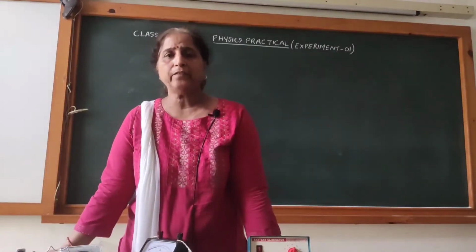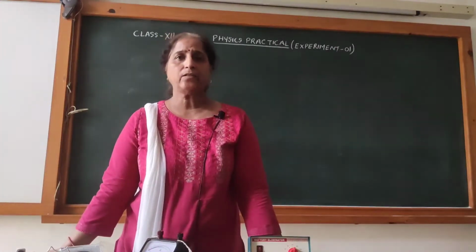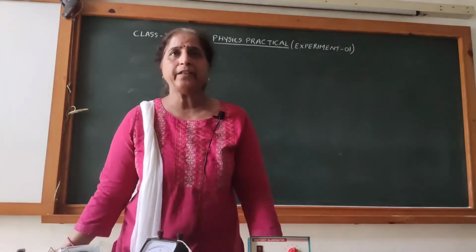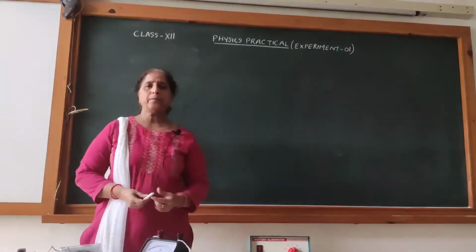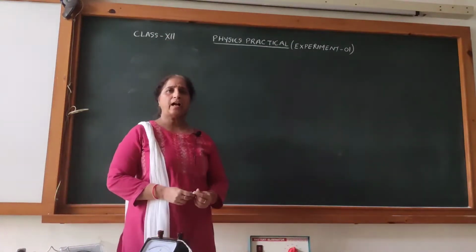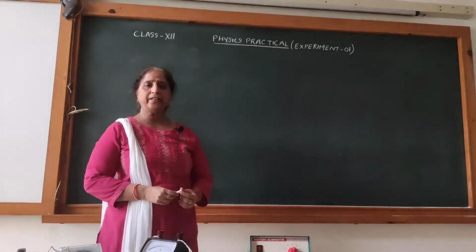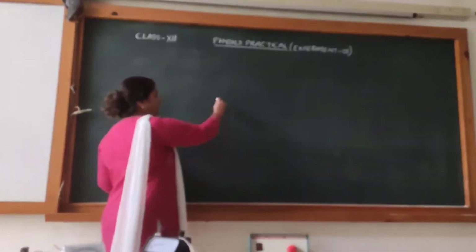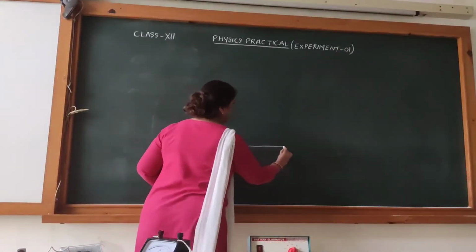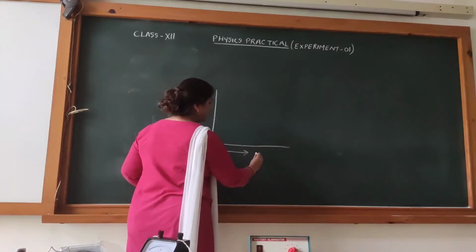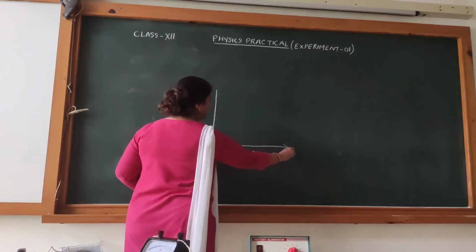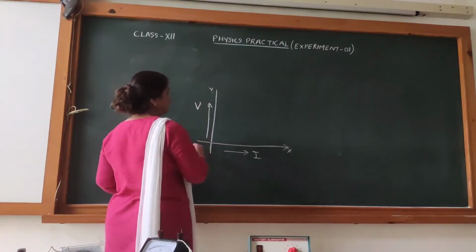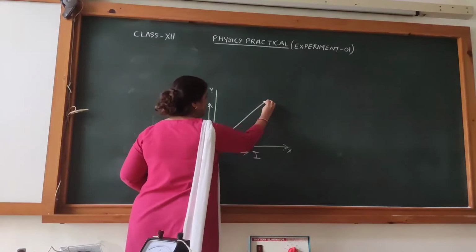The resistance of a given wire you can also find out with the help of a graph between V and I. As you know, V is proportional to I. Therefore, when you plot the graph between V and I with the help of your observations, you will get a straight line graph, as here I am plotting. On this side, say you mark current on the x-axis, and on the y-axis you mark potential difference V. The graph will be a straight line.